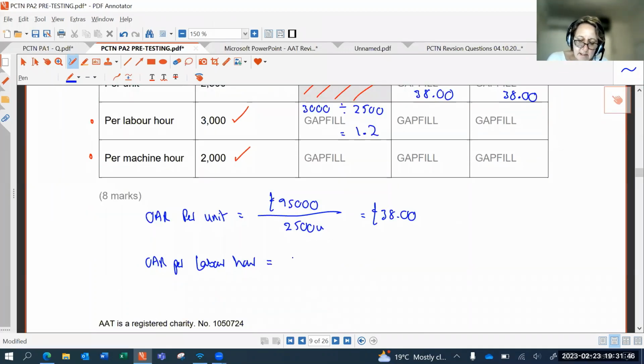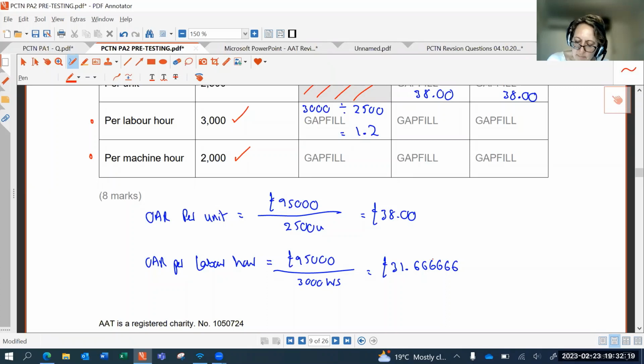It's still £95,000, but it's now shared over the labour hours, and there's 3,000 of them. So 95,000 shared over 3,000 hours. Oh, this is when we've got to get a bit clever with our roundings to 2 decimal places. I get an answer of 31.666666 and so on.